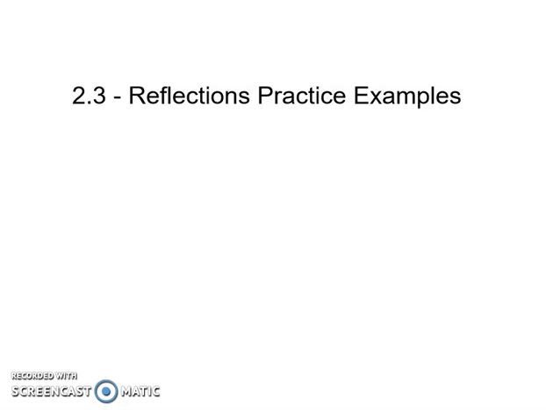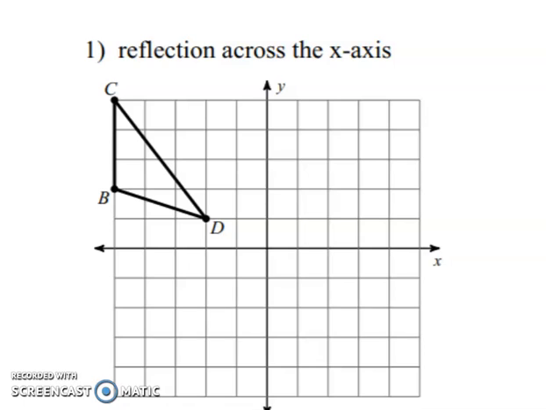So today we are going to be talking about and showing some examples of how to perform reflections on the XY coordinate plane. So without further ado, let's move on to our first example. In this example, it says perform the reflection across the x-axis. Notice in this coordinate plane, we only have one figure. It looks to be a triangle, and it's triangle BCD. And we want to perform a reflection across the x-axis.